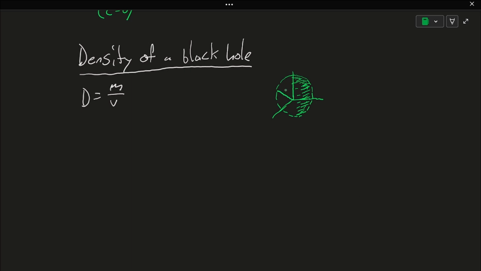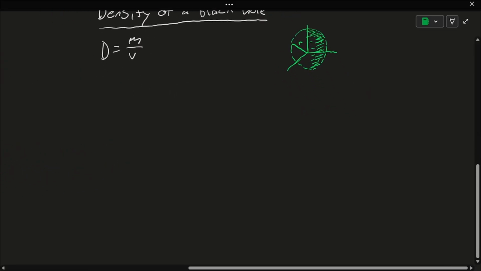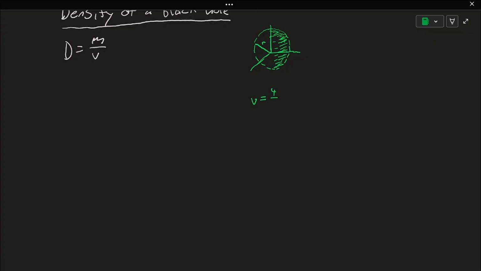And this is R, right? So our event horizon radius. Well, we can calculate the volume of this event horizon sphere. So V equals 4/3 pi R cubed.